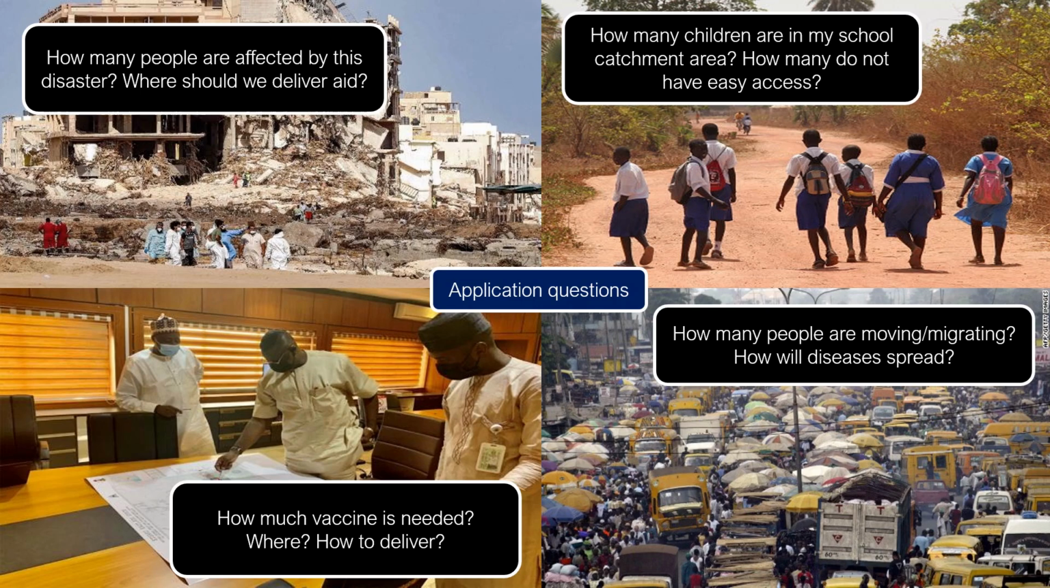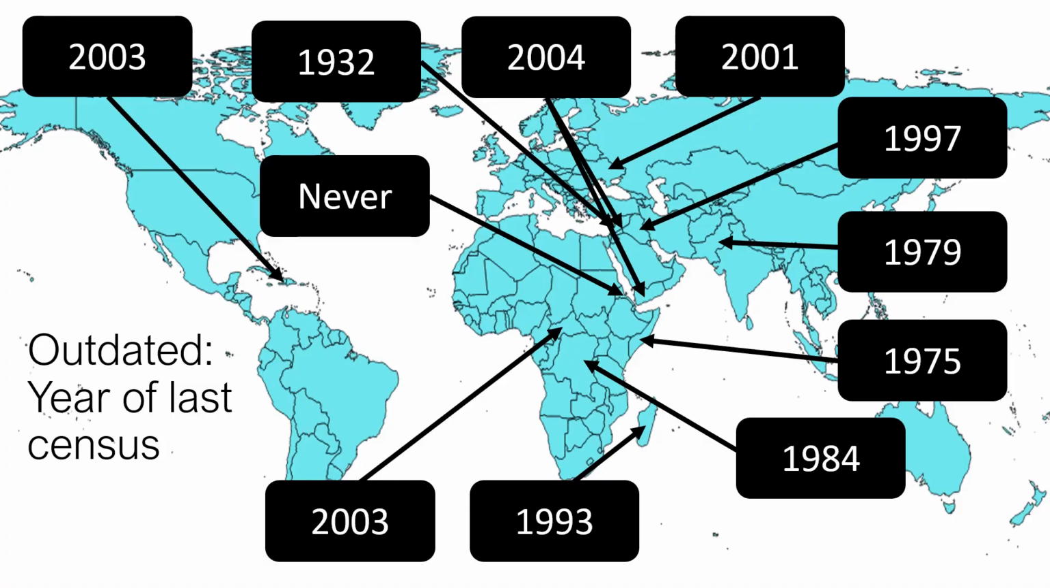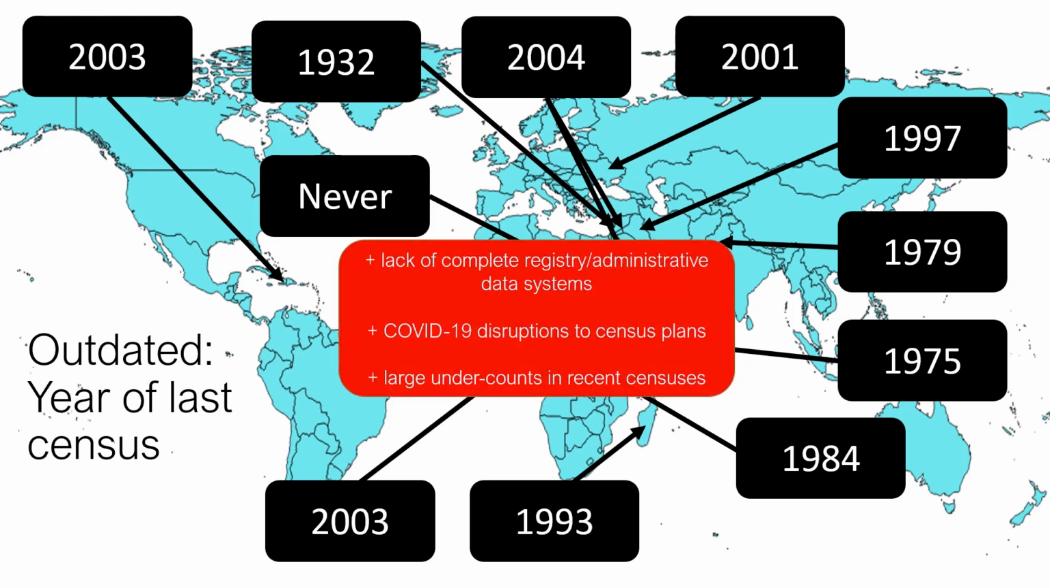For all of these questions, you need some kind of small area population data that is recent and reliable, but in many of the most resource-poor settings in the world, we have challenges in terms of demographic data. Firstly, consider the most basic source of population data we'd like to have, the National Population and Housing Census. In some countries of the world, it's been decades since the last one was undertaken. Plus, we often have a lack of complete registry and administrative data systems, which, if we had them instead of a census, would let us at least produce some updates and estimates.